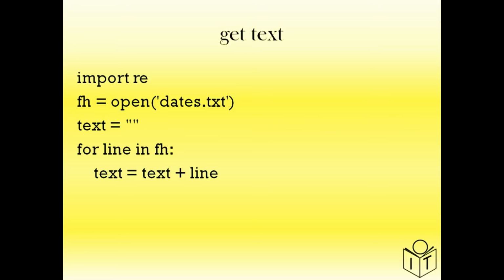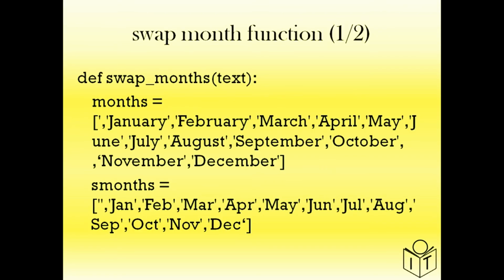What we're going to do, we're going to pass that string to a function. And we'll start off with, we're going to swap the months. So we're going to make the smaller month format into the longer one. So we're just going to create a couple of lists, one called months and one short months, S months.